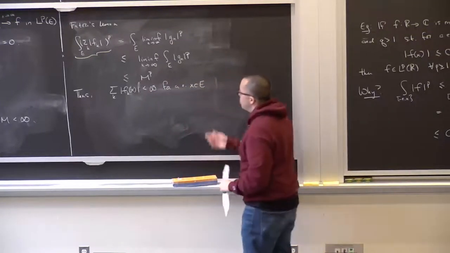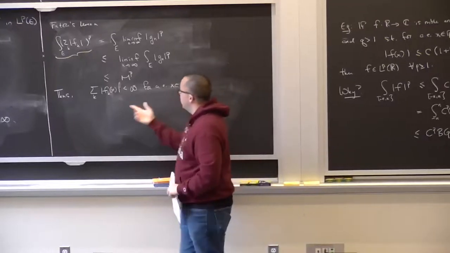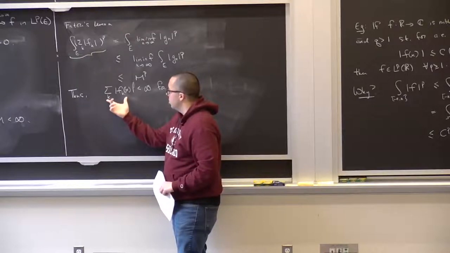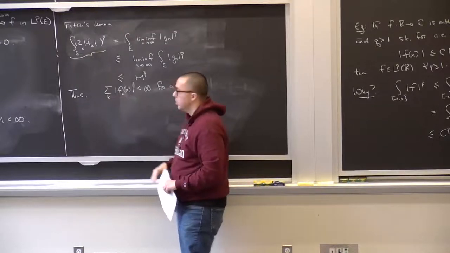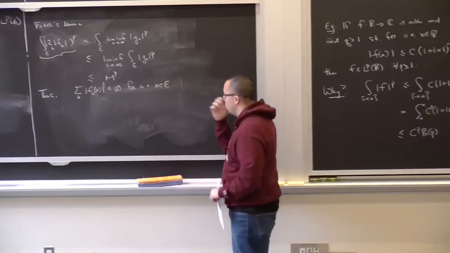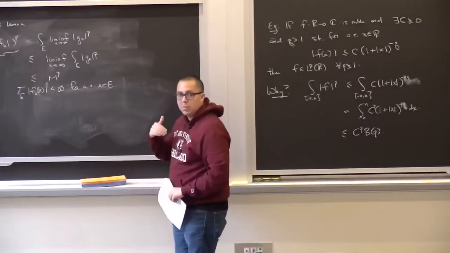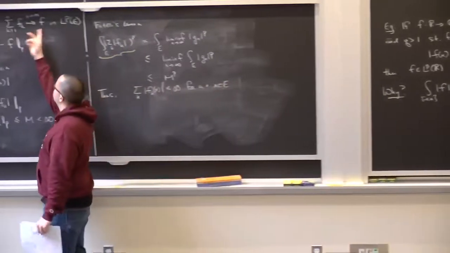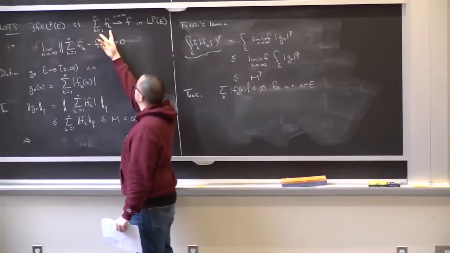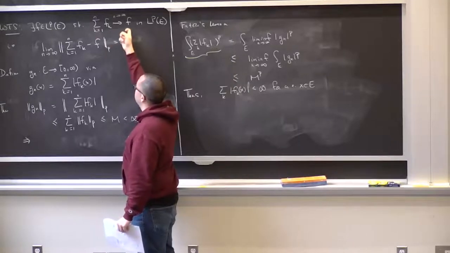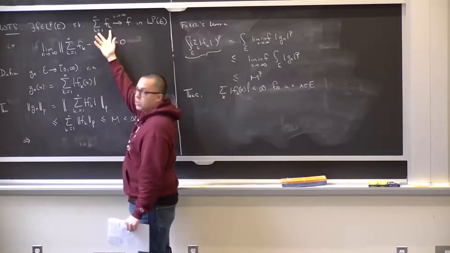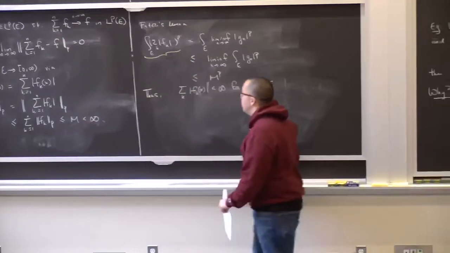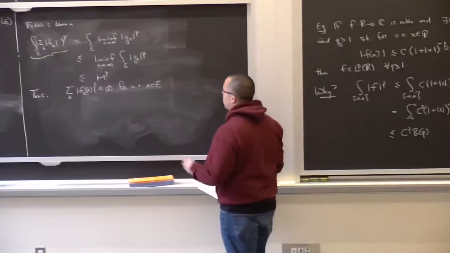So I've proven for almost every x in E, the series of f_k of x is absolutely convergent. So this series is absolutely convergent, and therefore it converges for almost every x in E. And I'll define my function that way, right? Because in the end, remember, we're trying to find a function f so that these partial sums converge to f in L^p. So if we can define f somehow as the almost everywhere pointwise limit of f sub k, maybe we can use the dominated convergence theorem in some way, and that'll be what we do.